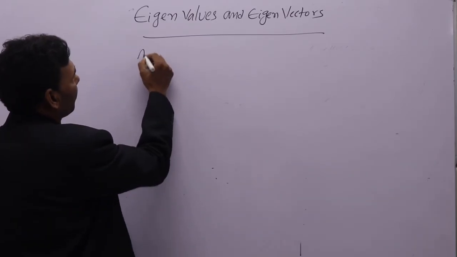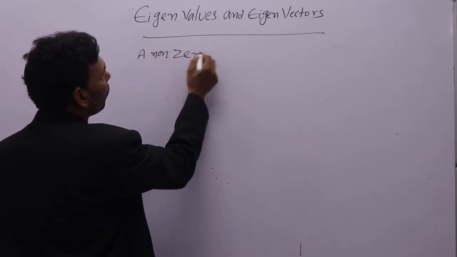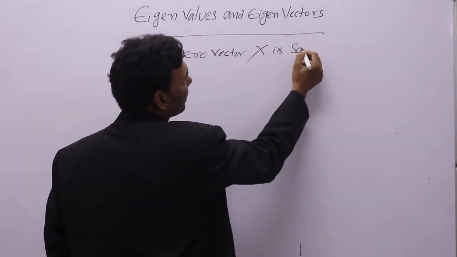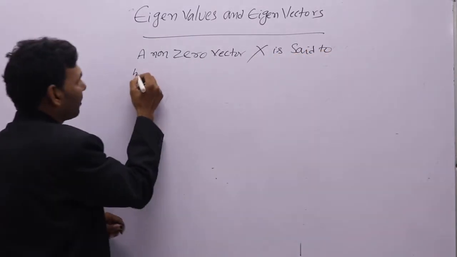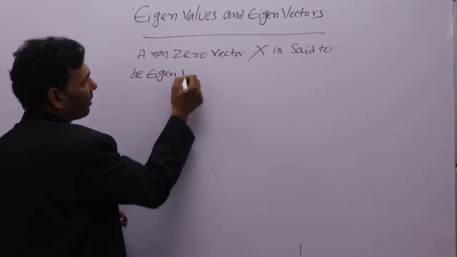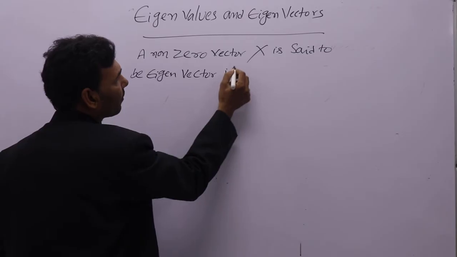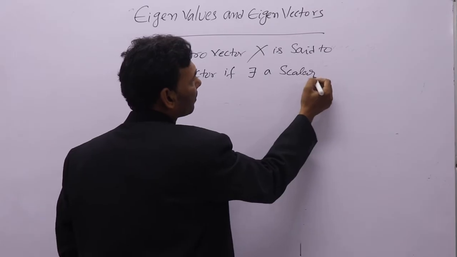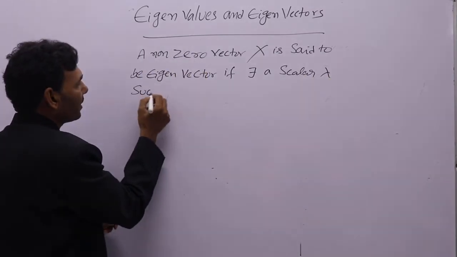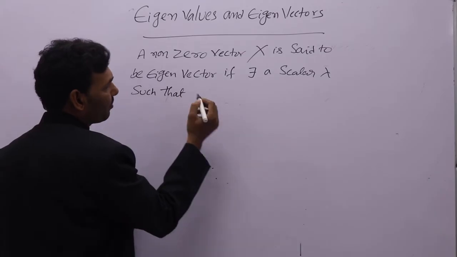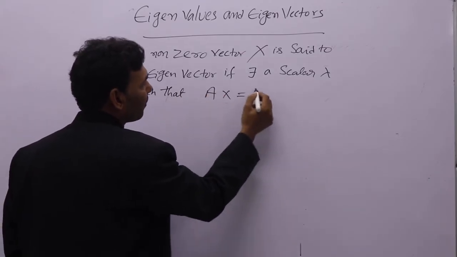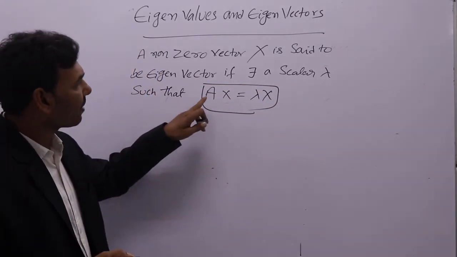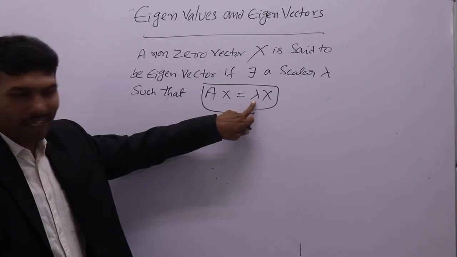A non-zero vector x is said to be an eigenvector if there exists a scalar lambda such that Ax equals lambda x. Then we call x an eigenvector of A corresponding to the eigenvalue lambda.